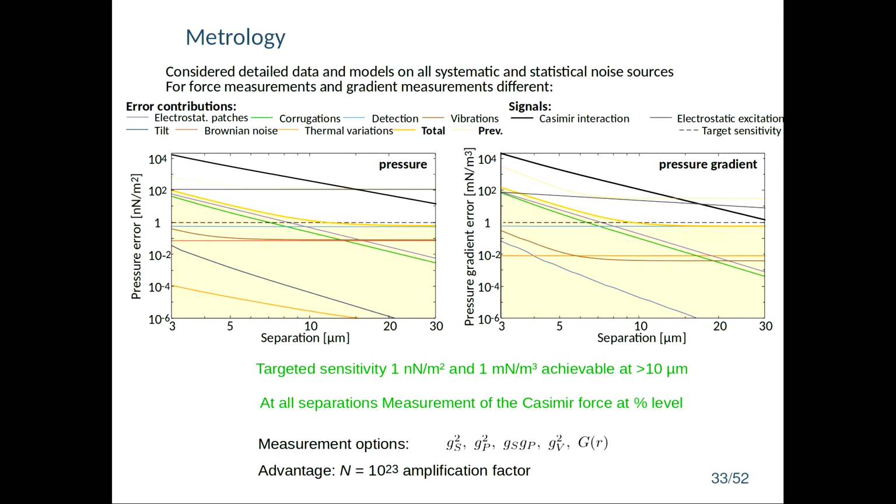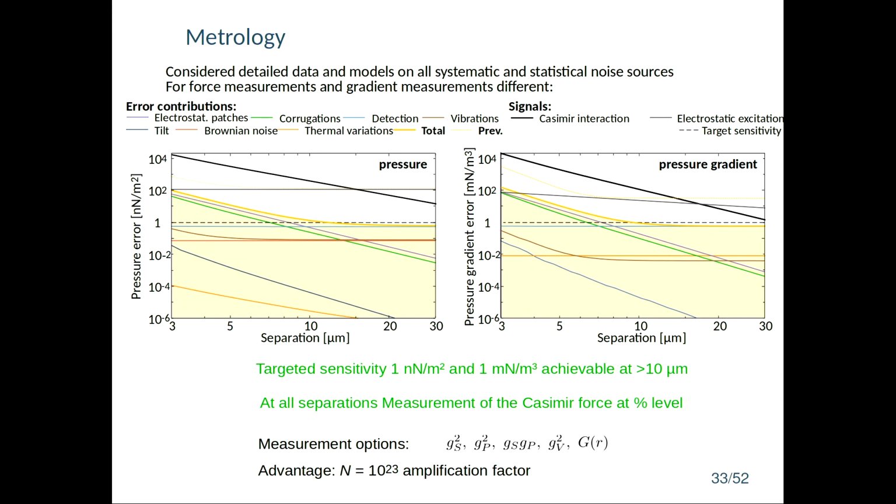To make it more simple, the targeted sensitivity for the pressure is 1 nanonewton per square meter, and for the pressure gradient, 1 millinewton per cubic meter at around 10 micrometer distance. The most important characteristics that disturb us are electrostatic patches, still, and corrugations, meaning deformations of our surfaces. At larger separations, this is basically a statistical limit for the time that we have planned for detection, so this could be lowered down to this curve.